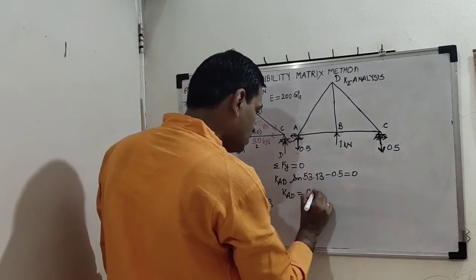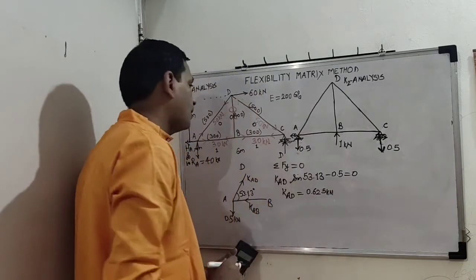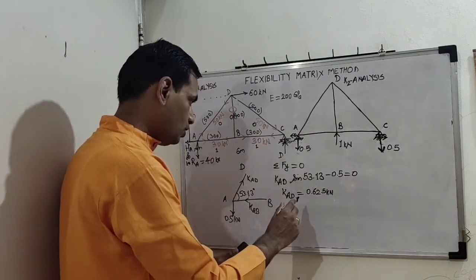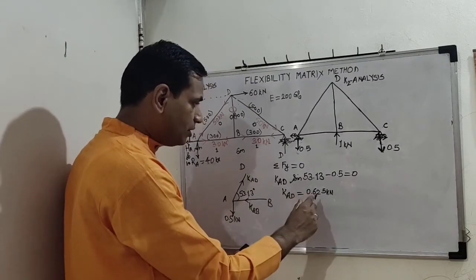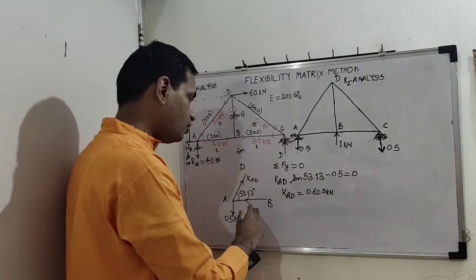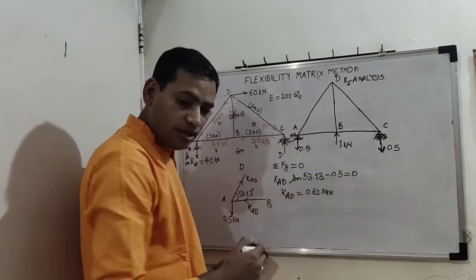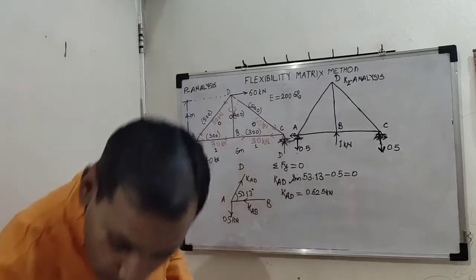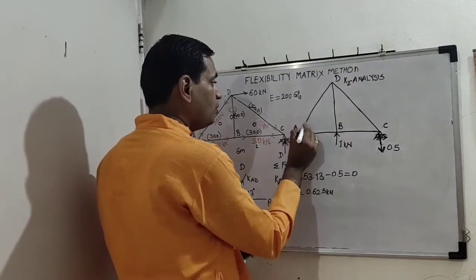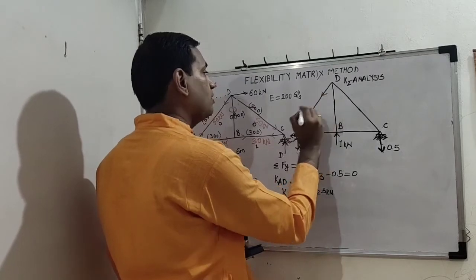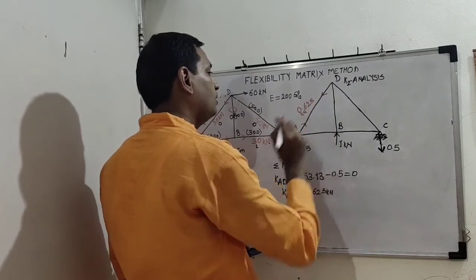KAD is 0.625 kilonewton. As per the calculation, the answer is plus. So the assumed direction of AD is correct, tensile. I shall show it here. Let us show it in red color. So 0.625.